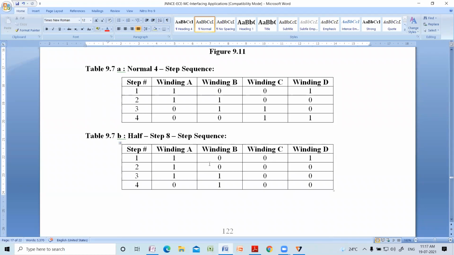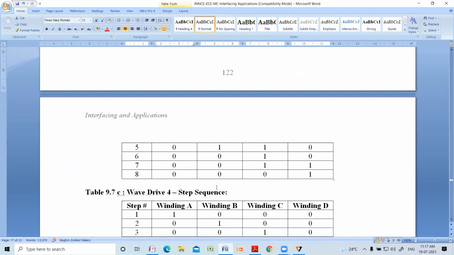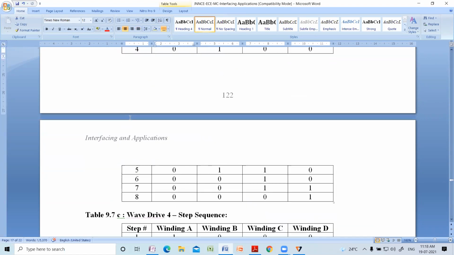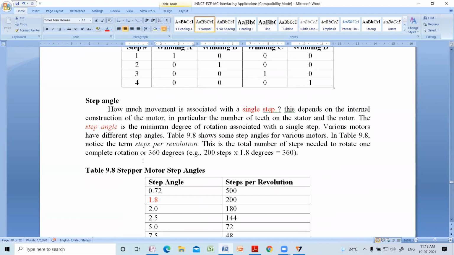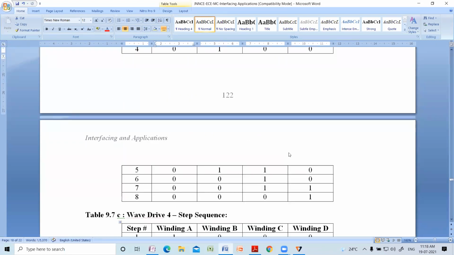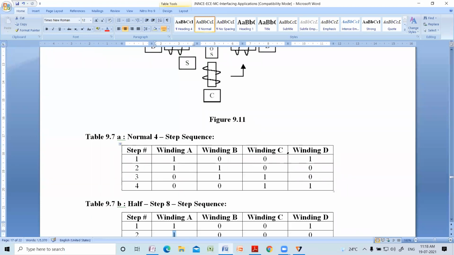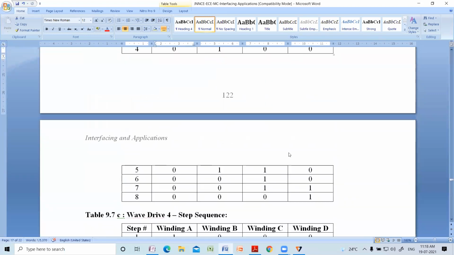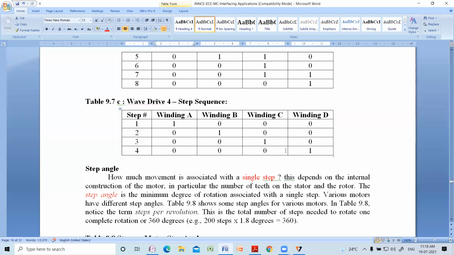Half-step sequence. In half-step, first 2 windings, in the next iteration 1, then next 2, next 1. So alternately you go, and you can get 8 steps. Then this is wave step, where only 1 winding is energized. So these are about 3 types: one is normal 4-step, half-step 8, and another one is wave step.